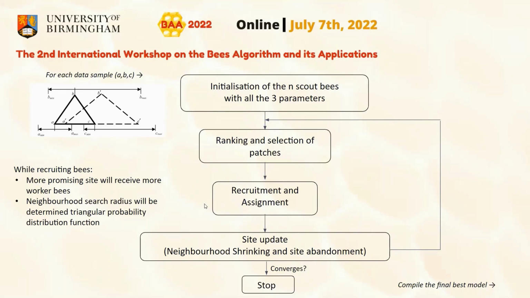In this 2-parameter version of Bees algorithm, recruitment and assignment will occur. And in this version of Bees algorithm, more promising sites will receive more worker bees, and neighborhood search radius will be determined according to triangular probability distribution function. So we will be using this one. And after recruitment and assignment, we'll make a site update. And if it converges, we can eventually stop the code.